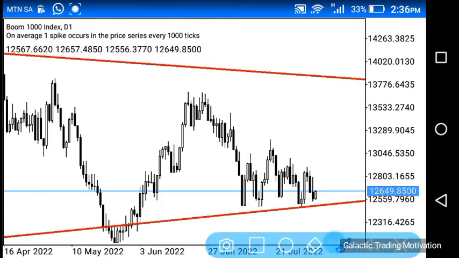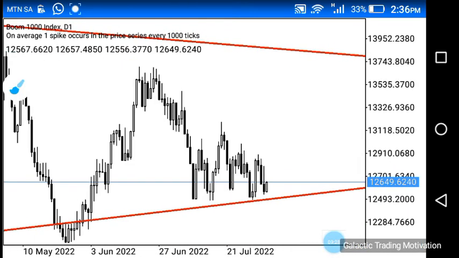We also had in this region a very nice M structure with the neckline being there. Price broke the neckline to the bottom, then went up again to retest it, and we would have looked for selling opportunities at this point, and we saw price moving to the downside from there, right?